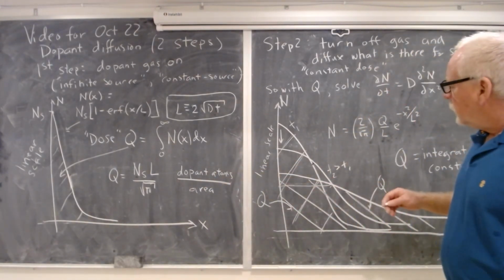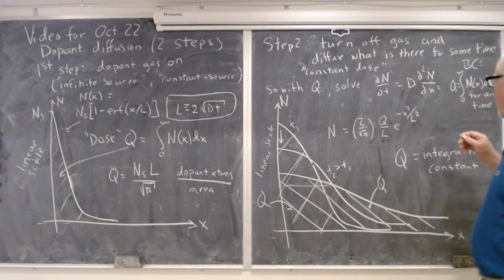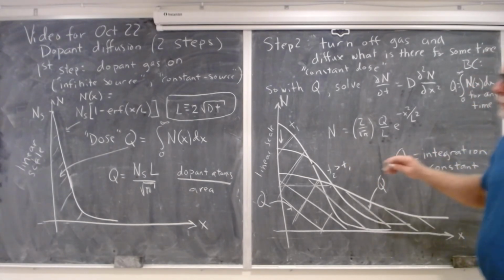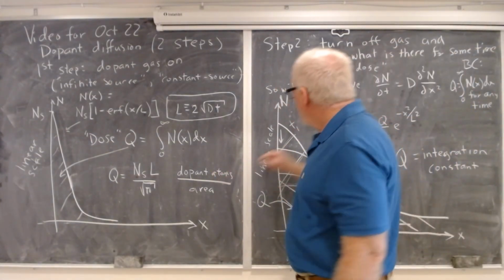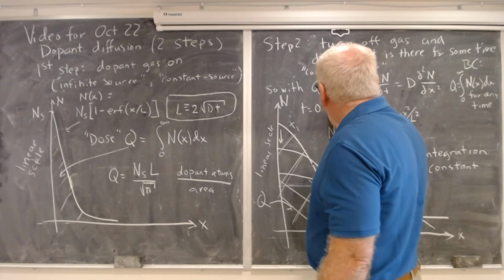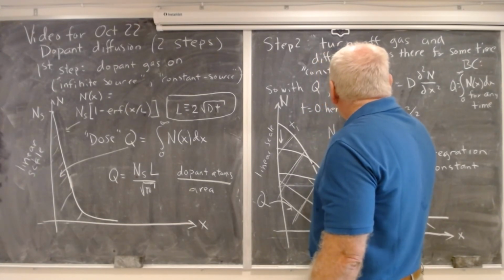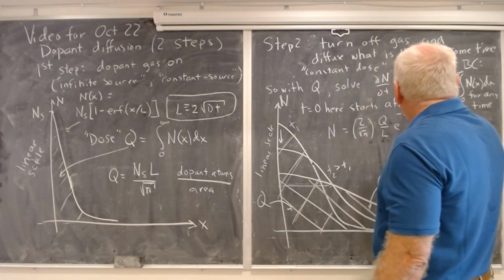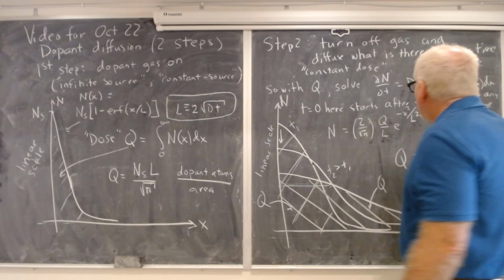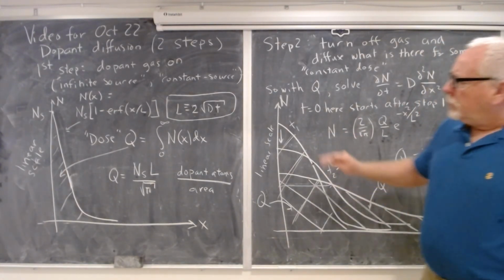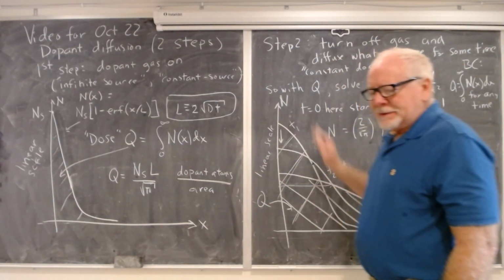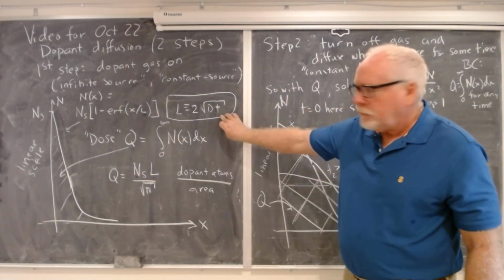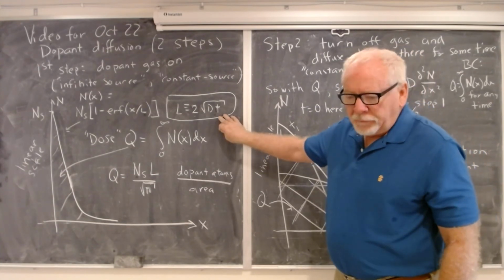Now, I want to make clear something. There's a little bit of a disconnect. T equals 0 here starts after step 1. So you have to treat them as two distinct steps. You put in the dose with step 1, and there's a time involved, and there's an L involved there.